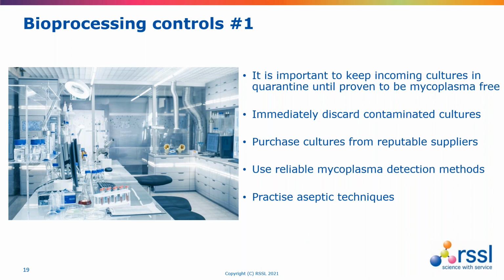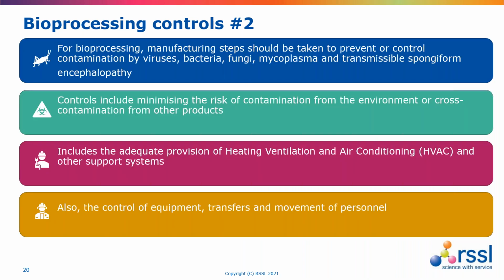Cleaning up any spills immediately, using pipettes to transfer liquids rather than pouring, and having good practice where we're only handling one cell line at a time and doing a thorough disinfection of the laboratory area in between using those cell lines. And for bioprocessing itself, there should be detailed stepwise manufacturing processes in place to prevent or control the contamination by viruses, bacteria, fungi, and mycoplasma.